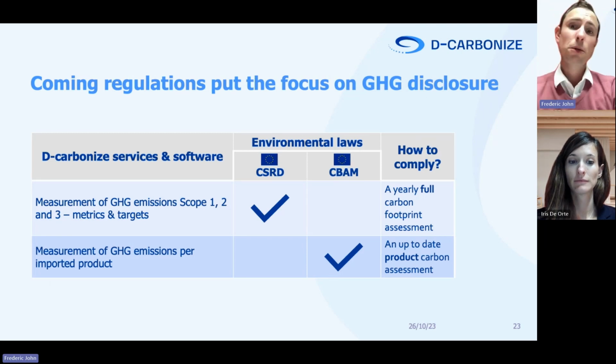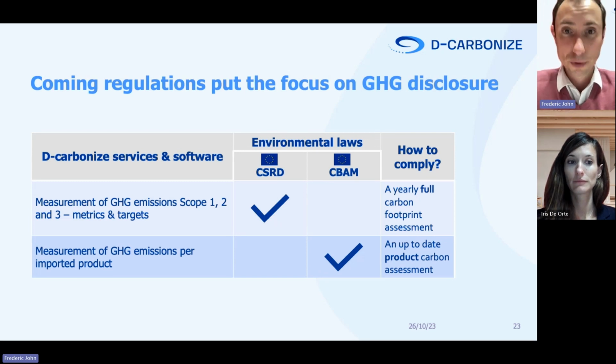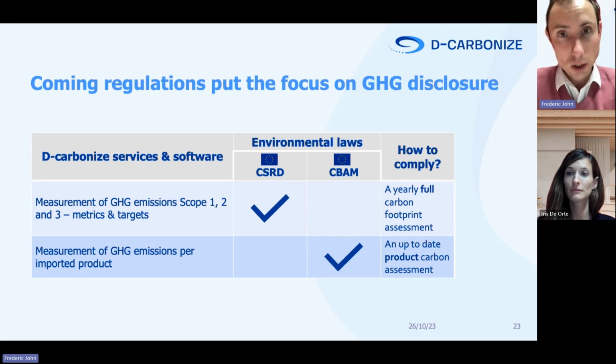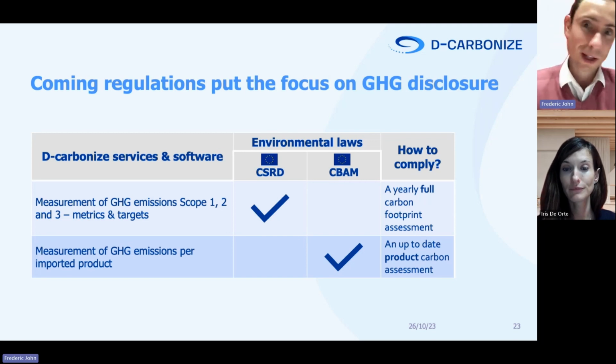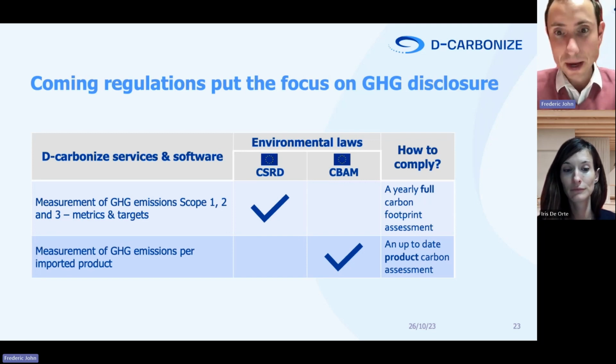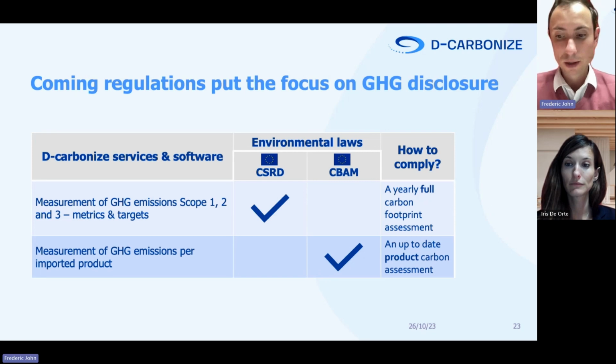the CBAM. Maybe some of you are familiar with that, but the CSRD, that stands for Corporate Sustainability Reporting Directive, will bring something quite new in an environmental regulation, which is the obligation to measure greenhouse gas emissions on your scope 1, scope 2, and scope 3. And I'll come to that in a moment. The CBAM is slightly different. It's the carbon tax. Maybe you've heard about it. And it requires from companies and suppliers to provide the GHG emissions, the greenhouse gas emissions related to the production of the product that is imported in Europe.